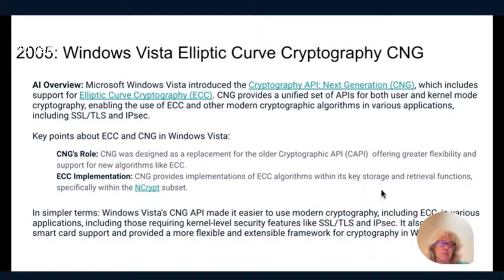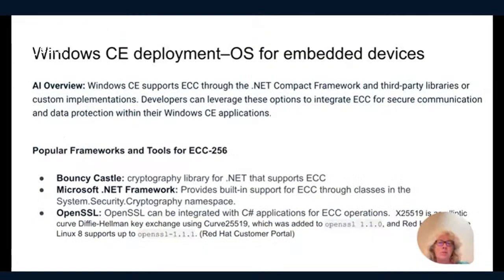Overall, it was a very interesting experience to be working on the early deployment of elliptic curve cryptography. I can barely remember it now, actually, but there was quite a bit of cooperation across the industry. I have a quote here from the Red Hat customer portal, which showed that later they had support for the curve 25519 that was added to OpenSSL. That reminded me that we worked with developers from OpenSSL, and I also remember working with Bouncy Castle at the time. They were developing a cryptography library for .NET that supported ECC. And it was the Microsoft .NET framework that provided built-in support for ECC through those classes.